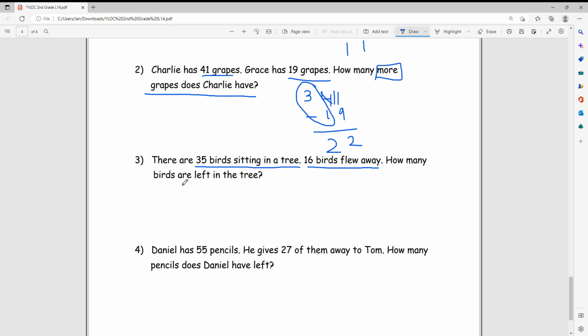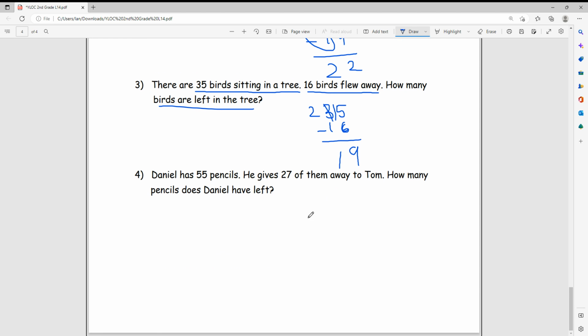Number 3, there are 35 birds sitting in a tree. 16 of them flew away. How many birds are left in the tree? So another subtraction, so it's just 35 minus 16. Just like before, 5 can't go into 6, so we subtract this by 1. Add 10 to the 5, which is going to be 15. So 15 minus 6 equals 9. 2 minus 1 equals 1.